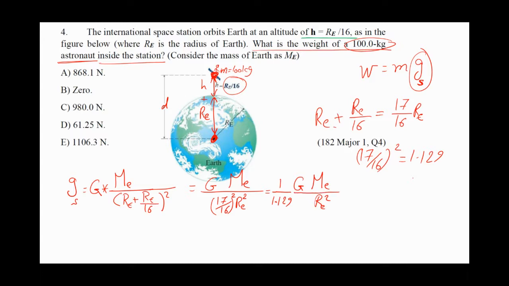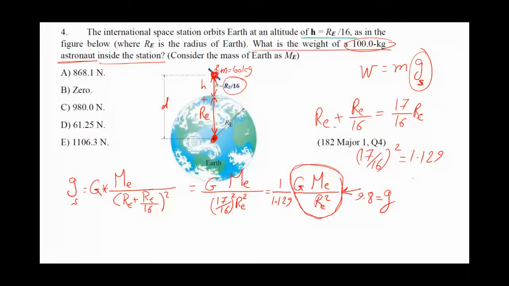Okay, so that's much better. Then look at this part of the formula. What is this? We saw it before. This is the gravity acceleration on the surface of the Earth. This is the 9.8 actually. This is our G.